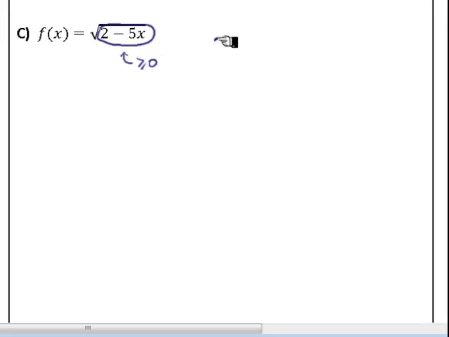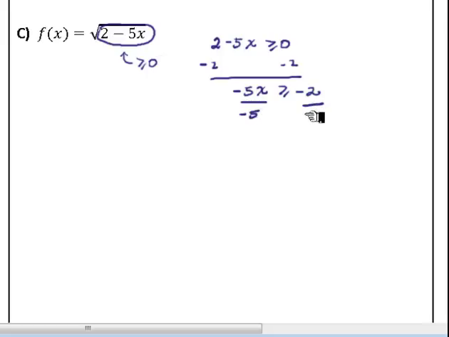So we're just going to solve this little inequality, 2 minus 5x. We want to make sure that that's greater than or equal to 0. Okay, so let's solve for x. Subtract 2 from both sides. We have minus 5x is greater than or equal to minus 2. And now divide by minus 5, and here we're dividing an inequality by a negative, so we must switch the direction of the symbol. So we have x less than or equal to minus 2 over minus 5, which is the same as 2 over 5. And that's our domain.